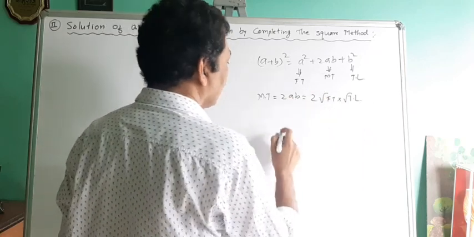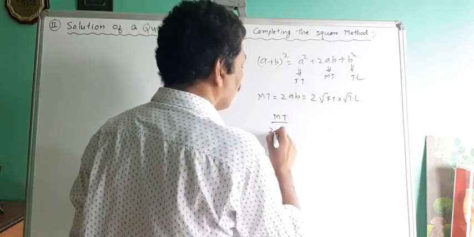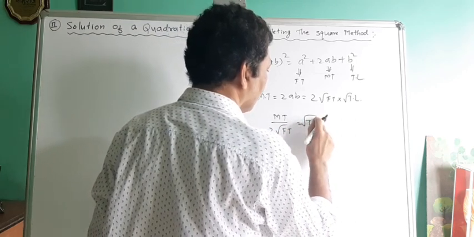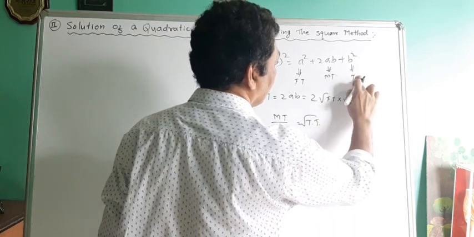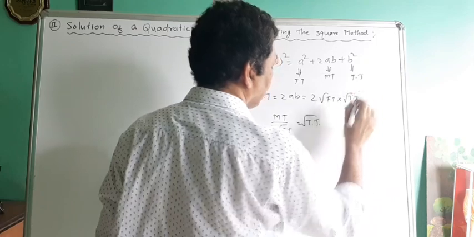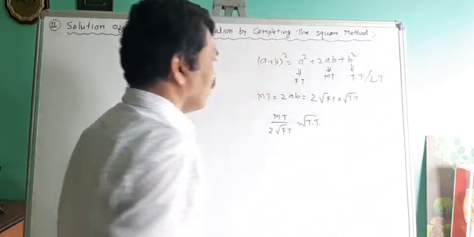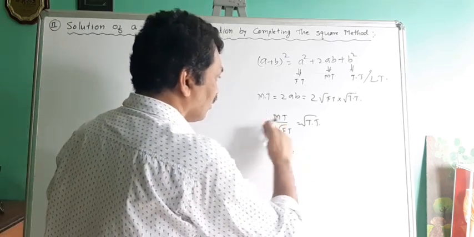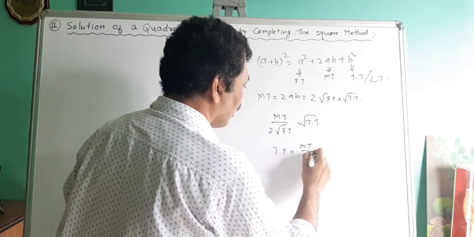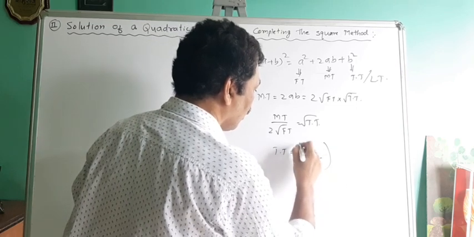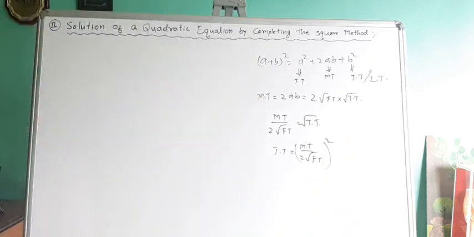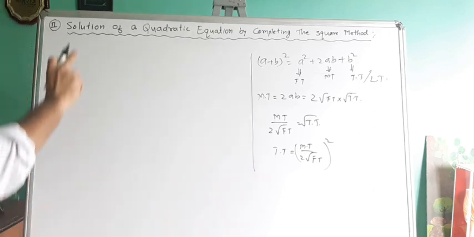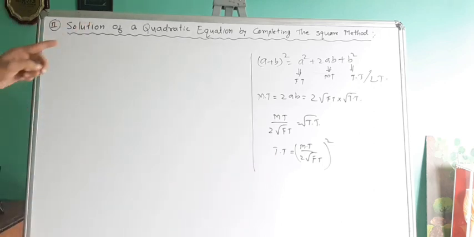If I want the third term, then the middle term upon 2 times the root of the first term is equal to the root of the third term. We call it the third term or last term. So what will be the third term? The third term is equal to the middle term upon 2 times the root of the first term, the whole square. This is what we have studied earlier. So using this we will check how to solve the quadratic equation by the completing square method.